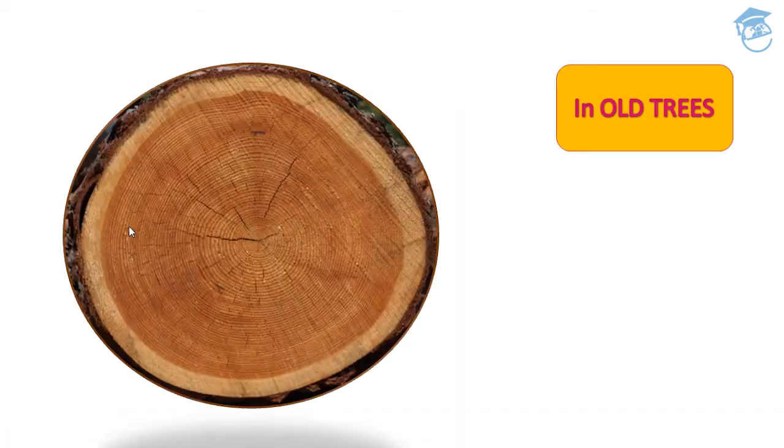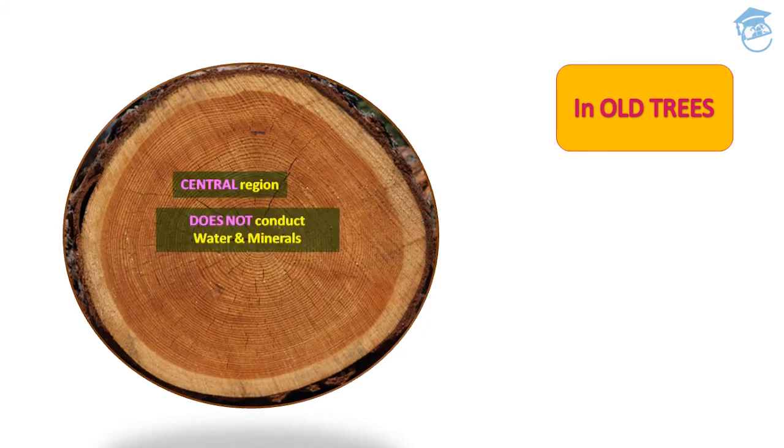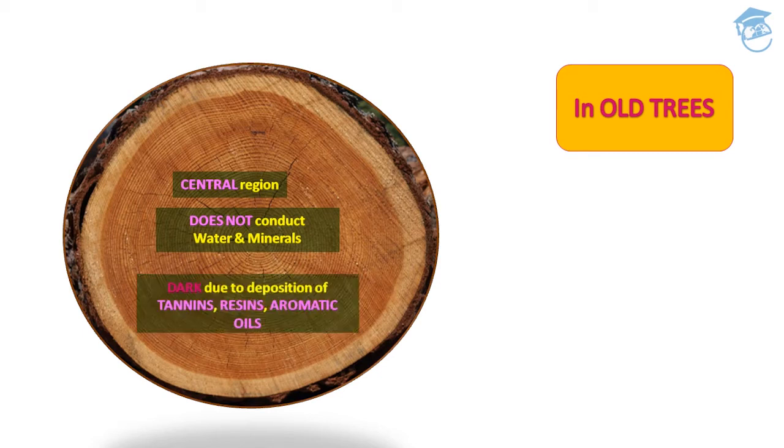In older trees, the central region does not contain water and mineral because it is secondary xylem, so don't expect it to conduct water or mineral. It does not conduct. It is incapable of conducting. It is dark due to the deposition of resin, oils, tannin and aromatic oils.